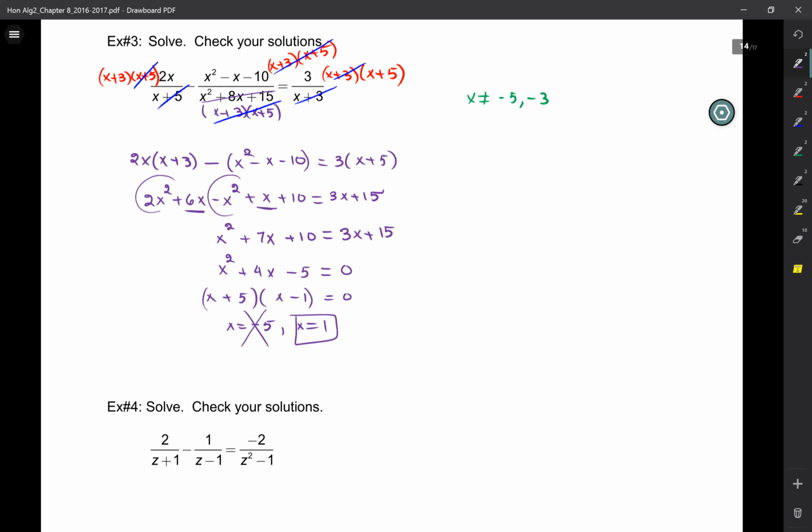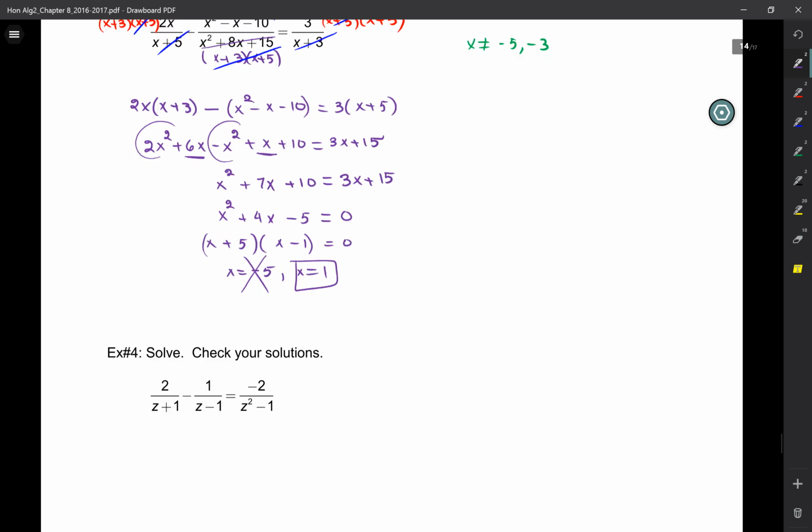So on the test, for example, you solve this, you get x equals -5 and you get x equals 1. And if you write both answers in the answer space, you will have points taken off because you introduced a solution that's not supposed to be there. Does that make sense? Okay.